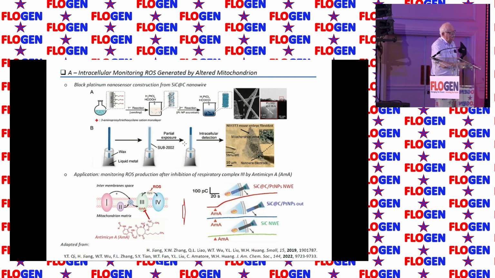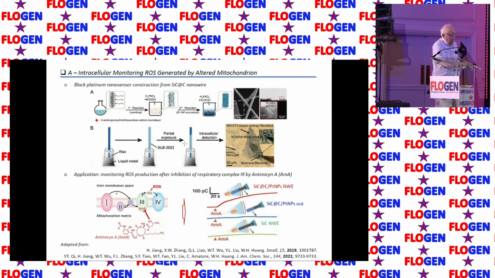And you can see that here, for example, if we use antimycin A to block the electron transfer chain, that will generate reactive oxygen species. So if we use a cell incubated with AMA, but the electrode is simply silicon carbide, this is green in the bottom.